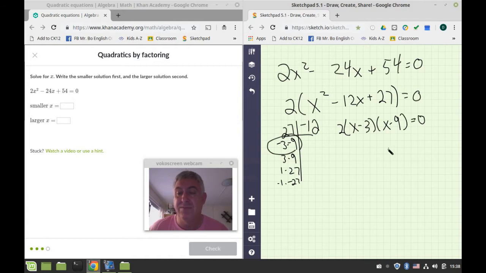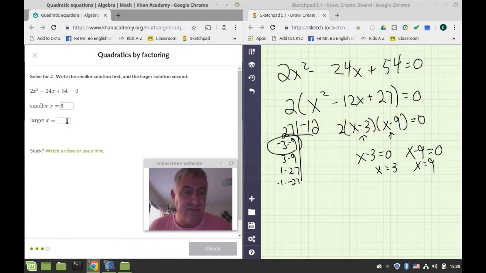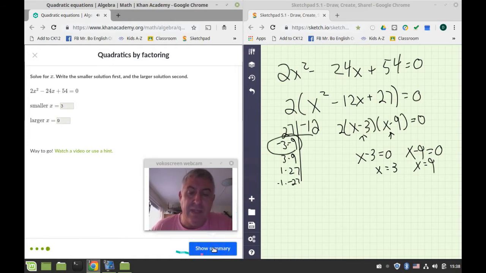From the zero product property, I know that's 0 or that's 0, so I have x minus 3 equals 0, or x minus 9 equals 0. So x is equal to 3, or x is equal to 9. So then I have two numbers, smaller one first. These are not negative, so it's a lot easier to understand. And there we go. And that's our second video in quadratics by factoring.